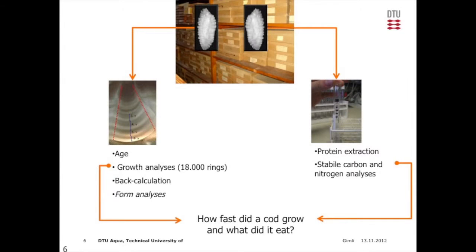We used otoliths from the archives and looked at growth, but we also extracted protein from the otolith, and combined, these analyses could show us how fast these cod grow, and what they actually eat, or more precisely, the trophic level in the ecosystem.